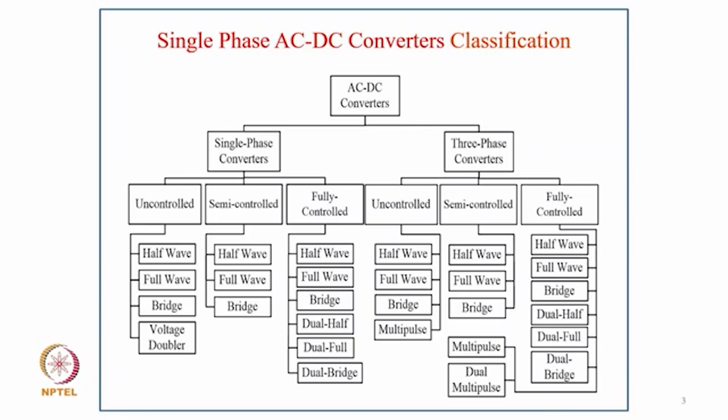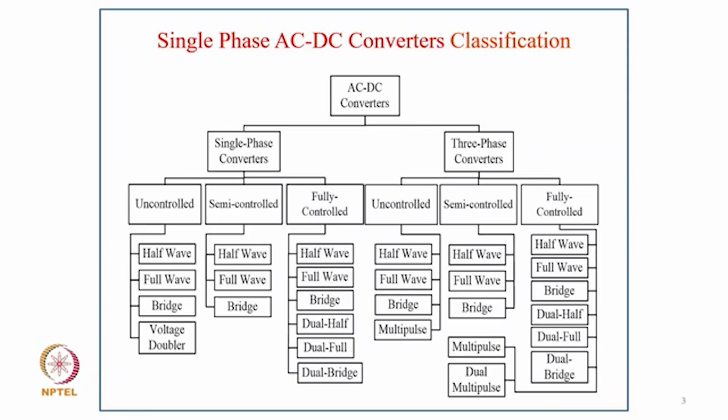And then single phase we can classify again as uncontrolled, semi-controlled, and fully controlled. In uncontrolled we have half wave, full wave bridge, and voltage doubler. In semi-controlled we have half wave, full wave bridge. And in fully controlled, we have half wave, full wave bridge, dual half, dual full, and dual bridge.